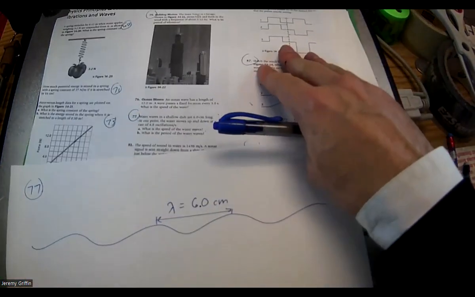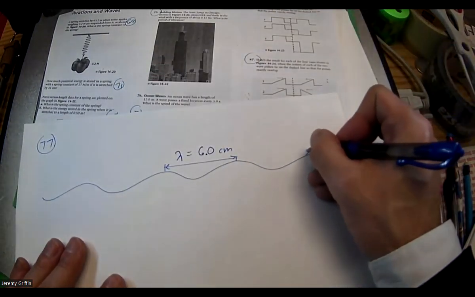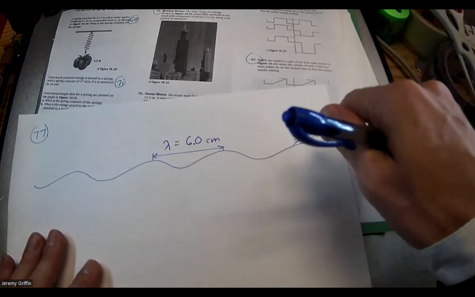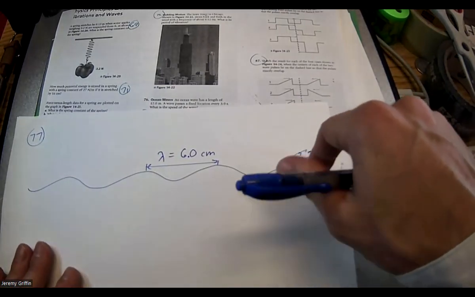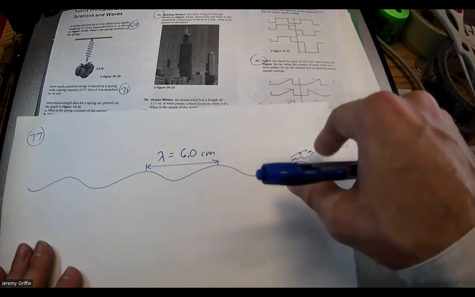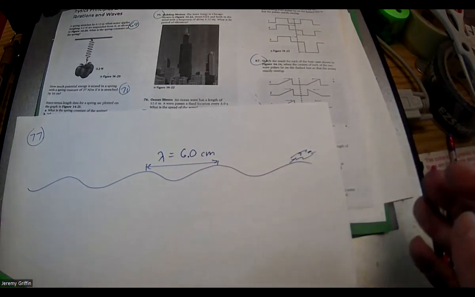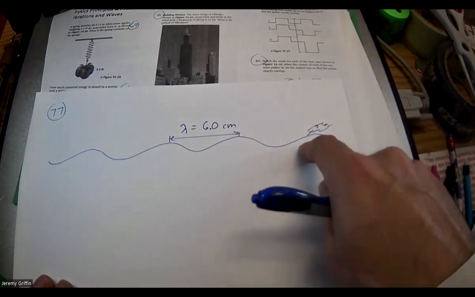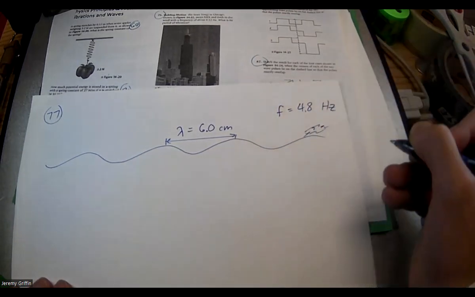And the other thing they told you is that suppose you're watching a leaf bob up and down. So we put a leaf on the water right here. This leaf is just floating on the water, and it's bobbing up and down. It bobs up and down 4.8 oscillations every second, which is pretty fast. So we got a frequency of 4.8 hertz.